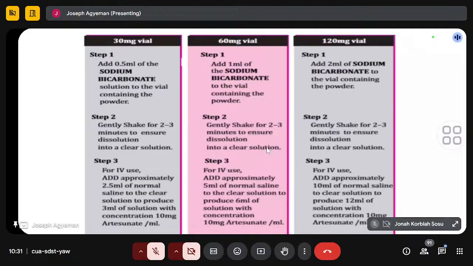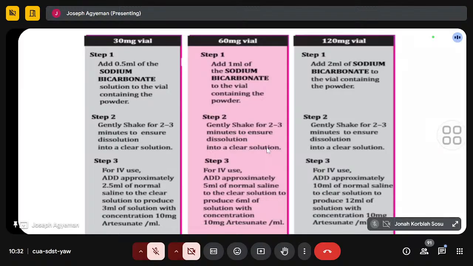You've not added any other artesunate. It is still the 30 milligram in there. So the final concentration now is 30 milligram per 3 mL. If you divide through by 3, the denominator becomes 1 mL and the numerator becomes 10 milligrams. So you have achieved your target of producing a diluted artesunate solution, which is 10 milligram per mL, the concentration recommended for IV administration.